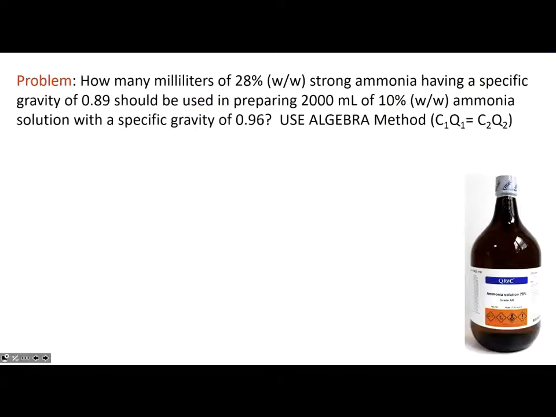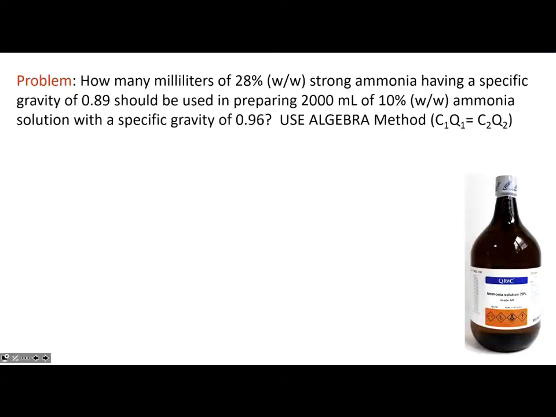All right, let's get to another algebra method. So let's do another dilution, all right, with a little bit of a trick. I like this trick. It says, how many milliliters of a 28% weight per weight strong ammonia, having a specific gravity of 0.89, should be used to prepare 2,000 milliliters of a 10% weight per weight ammonia solution with its specific gravity? This is just a dilution. We need to take one concentration and some volume to make a different concentration and a final volume, right? It's a simple dilution question.